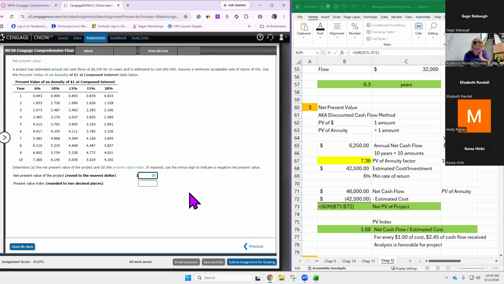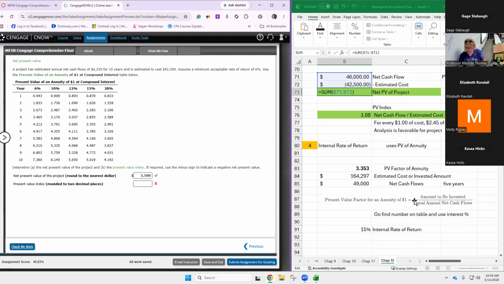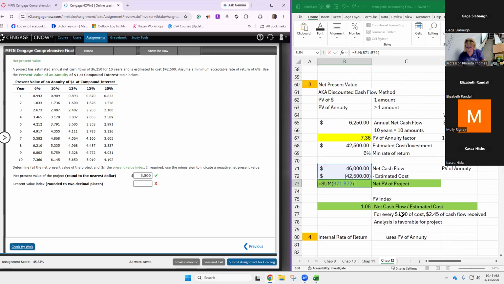Because we do have to subtract what we invested to even get this started. All right, let's see if I'm right. Now we're going to use the present value index, and we're going to round to 2 decimal places. This one is rounded to the nearest dollar. So now we're going to the present value index, and there's a formula for it.